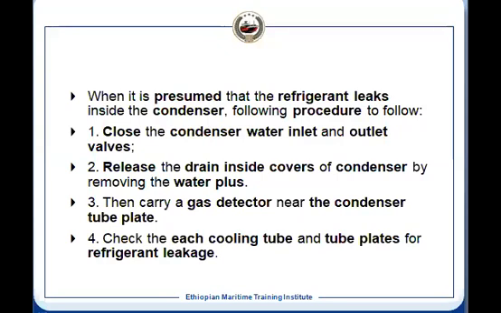Thank you, Chief. About these ultrasonic detectors, is it possible to detect other sounds from the machinery space, or is it specially only created by these leakages?